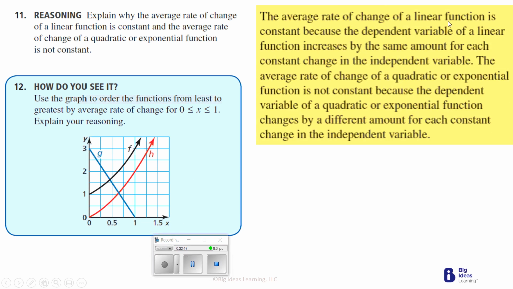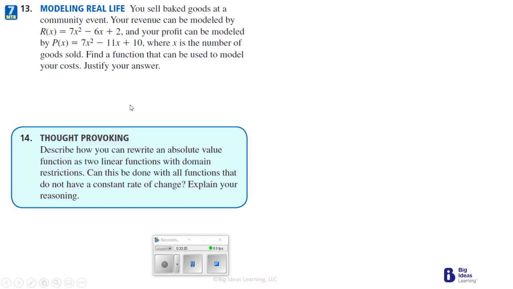The average rate of change of a linear function is constant because the dependent variable of the linear function increases by the same amount for each constant change in the independent variable. Now, the average rate of change in the quadratic or exponential function is not constant because the dependent variable changes by a different amount for each constant change in the independent variable. And that's about all I can say about that. You have number 12. I'm going to go on to number 13. I think that's my last one.